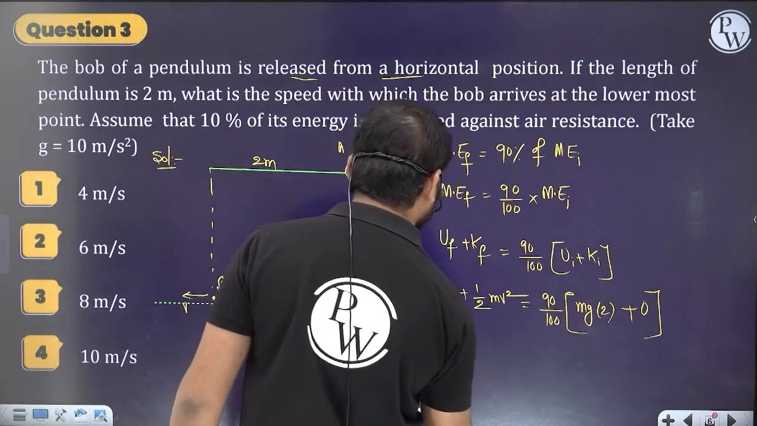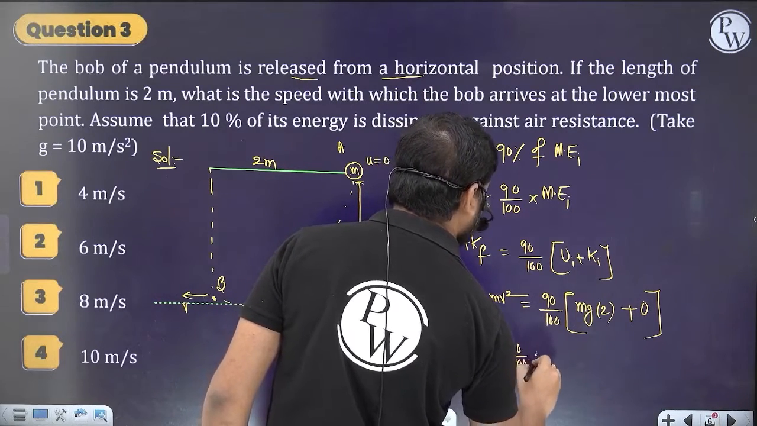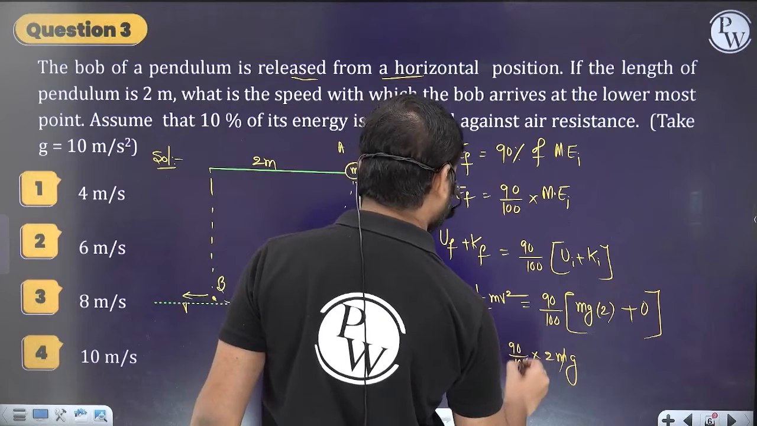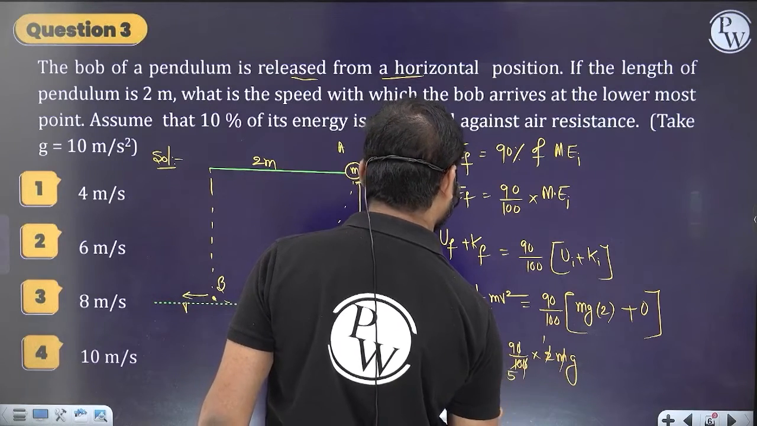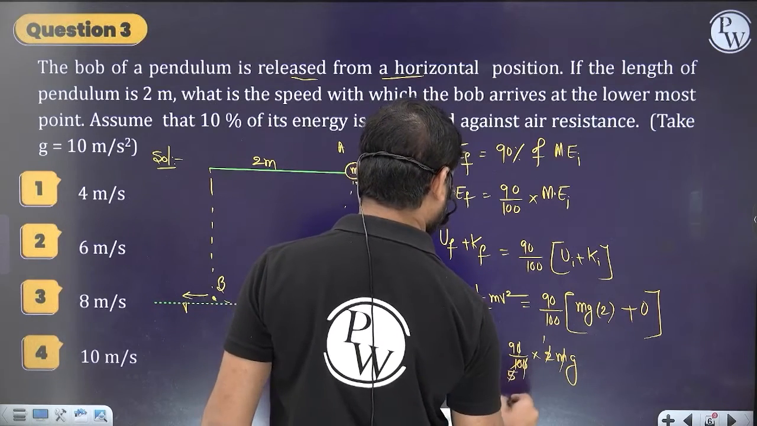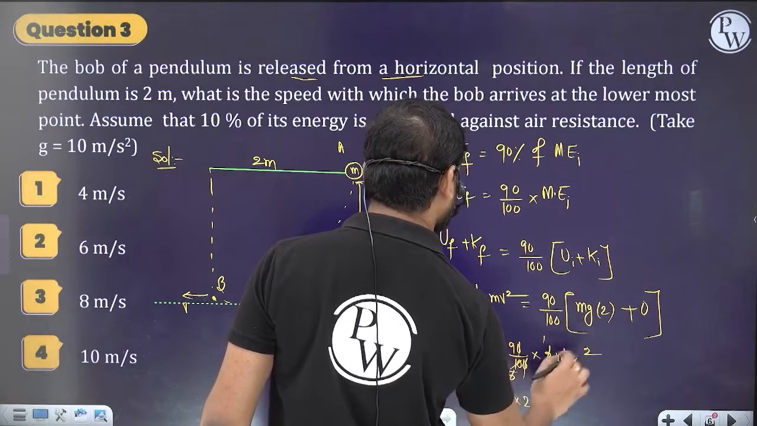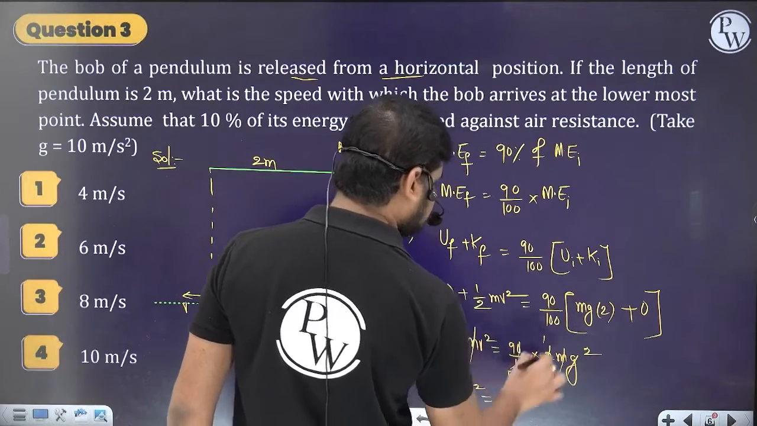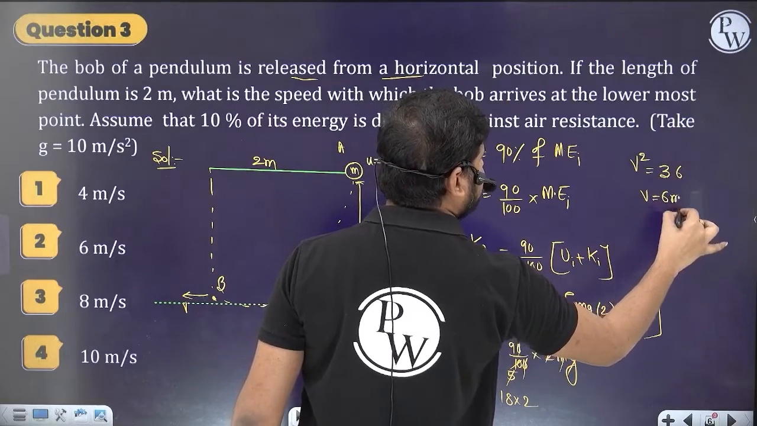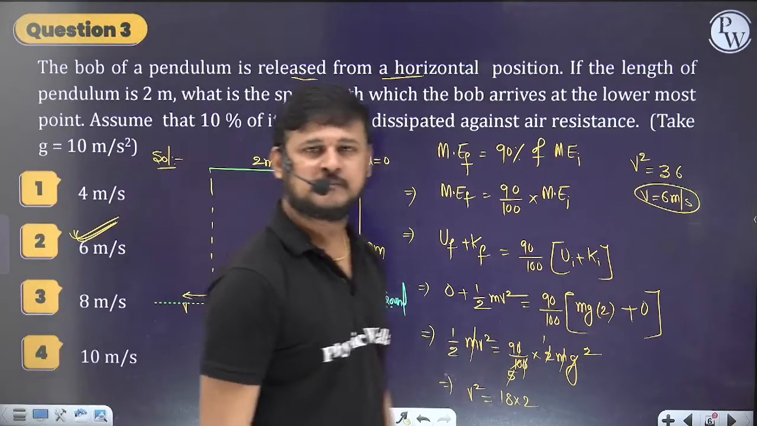Now you can solve it easily. Half mv square is equal to 90 by 100 times 2 mg. From here m cancels, the zeros cancel, 2 ones are 2, 5 twos are 10, so we get v square equal to 18 into 2. So this is 9 into 2 is 18, into 2, I am sending this 2 to that side. So v square is equal to 36. Then v is equal to 6 meters per second. Option 2 is the correct one. Clear, guys?